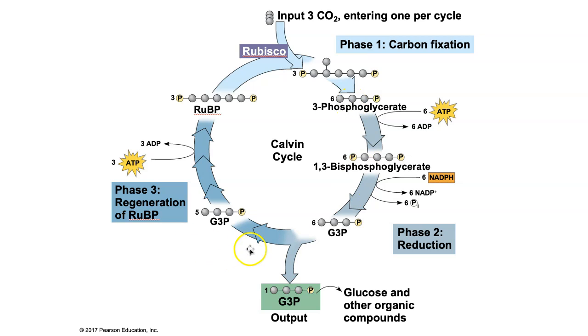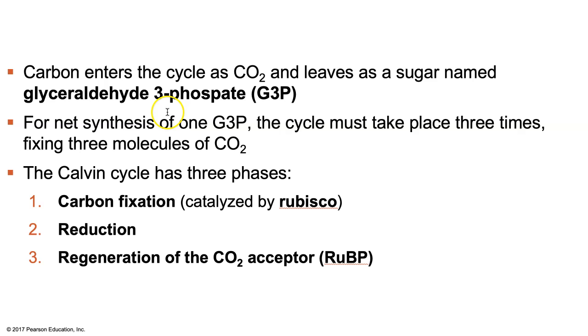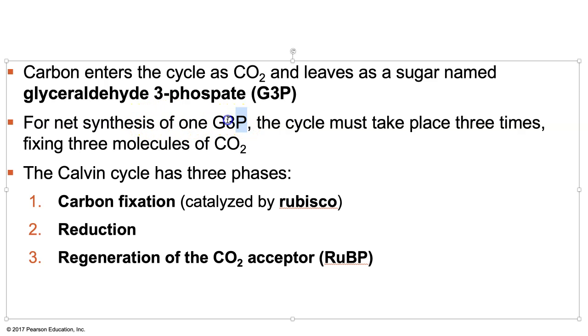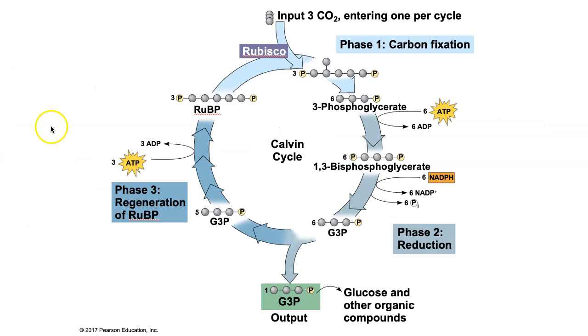So, well, let's back up a second. What's happening? In the previous slide, we said that to build one G3P, that cycle turns 3 times. So it's not that this particular one's going 3 times. There are 3 of these occurring simultaneously. So 3 carbon dioxides are being fixated onto 3 different ribulose bisphosphates. And to be honest, this is a very confusing cycle.